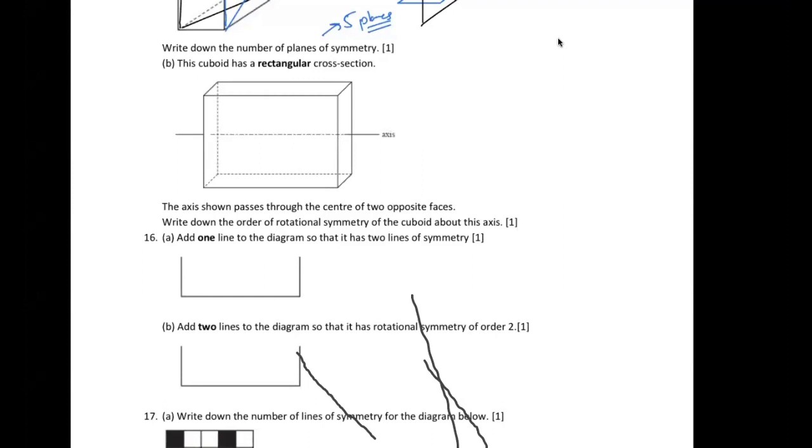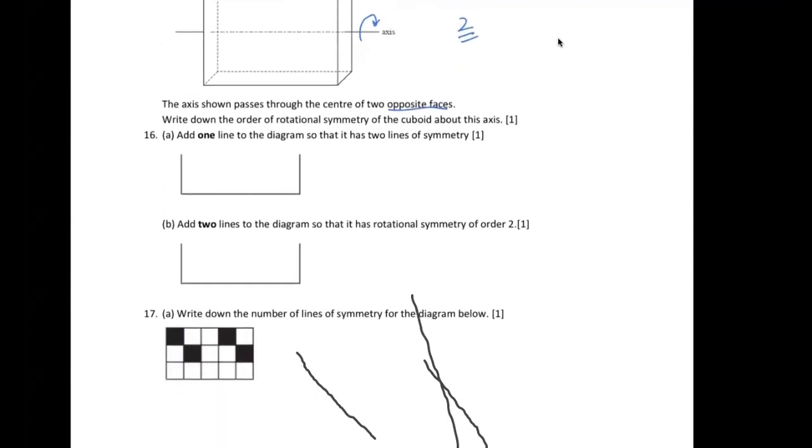The cuboid has a rectangular cross section. The axis shown passes through the center of the 2 opposite faces. Write down the order of the rotational symmetry of the cuboid about this axis. About this axis, it has rotational symmetry of order 2. Then question 16 says add one line on the diagram so that it has 2 lines of symmetry. You just need to add one more line so that the shape has 2 lines of symmetry.